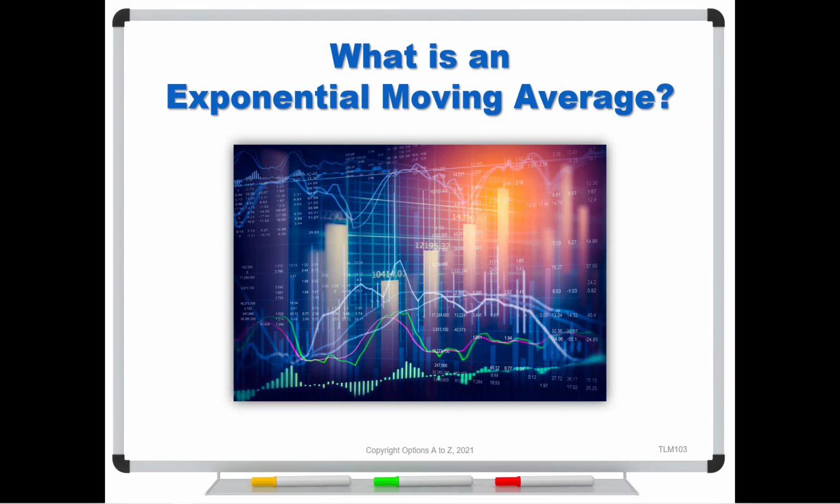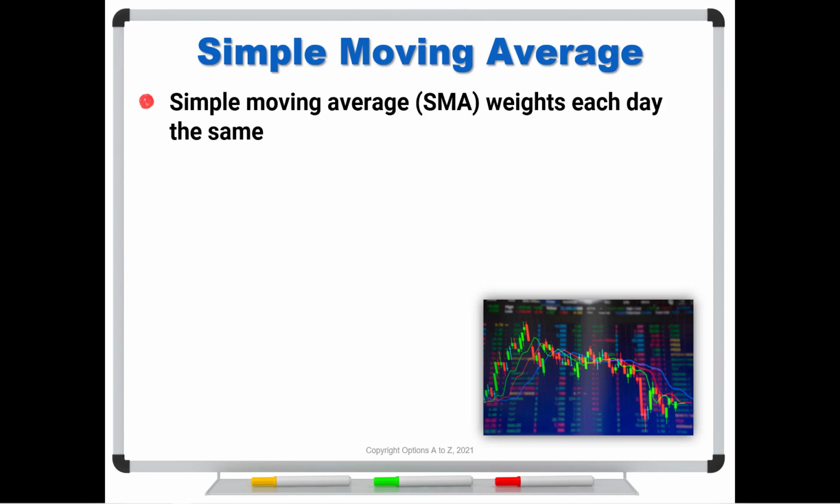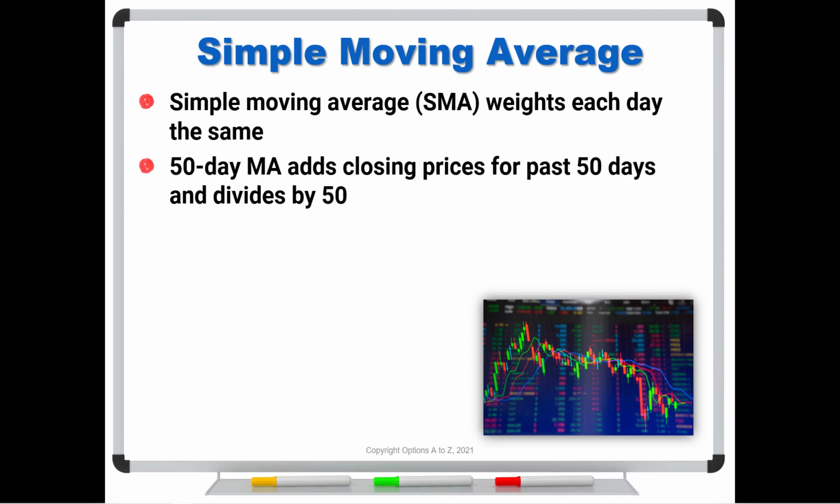So to understand the differences, we have to start with a little review of a simple moving average. Remember that a simple moving average weights each day the same. Each candle on your chart gets the same weight. So if we have, for instance, a 50-day moving average, it adds up the closing prices for the past 50 days and divides by 50. It's just your straight up, plain old average that you're used to calculating in school. Add them up, divide by the number of days in that period. And when you do this, you get a true average of past prices.